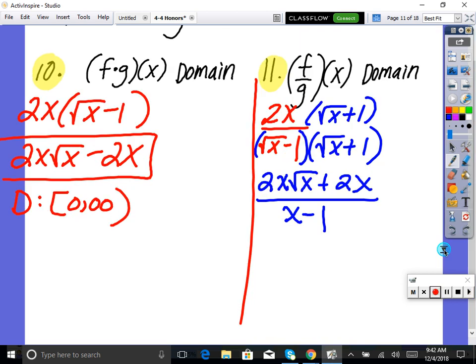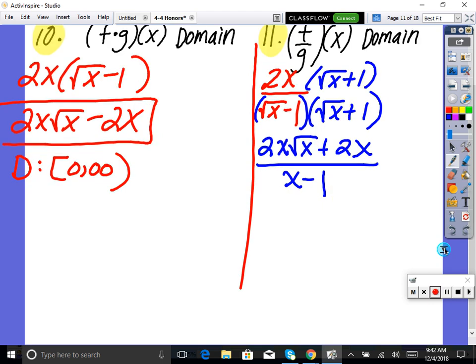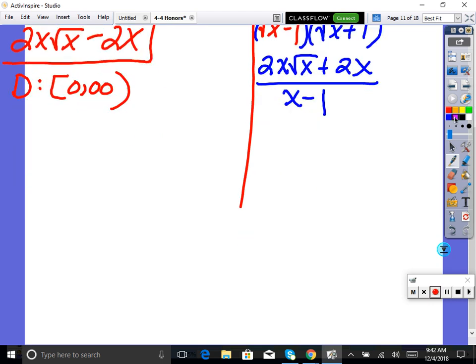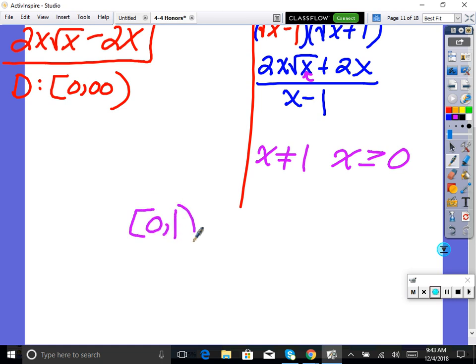Okay, our domain on this one has two things to take into consideration. Isn't it true that since we have a fraction, we have to restrict our denominator, so x can't be 1? Do you agree? But also, we have a radical, so isn't it also true to say x needs to be greater than or equal to 0? So we're starting at 0 to what value? 0 to 1, so we have to jump over it, right? Union, and then from there, wouldn't it be 1 to infinity?